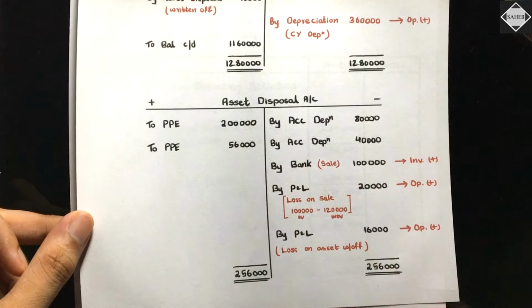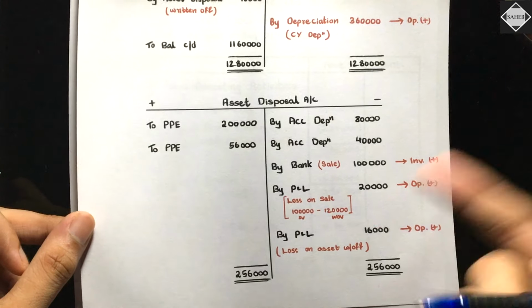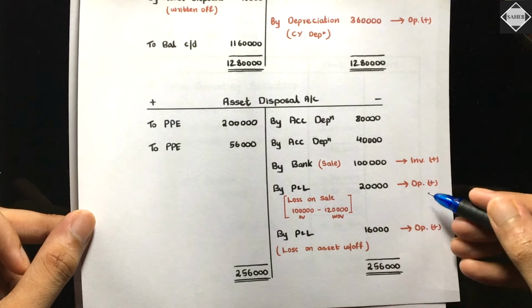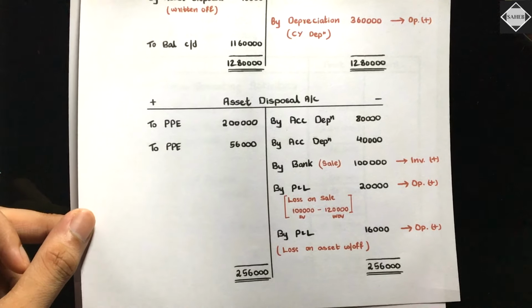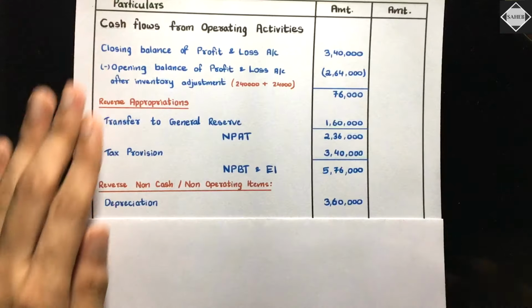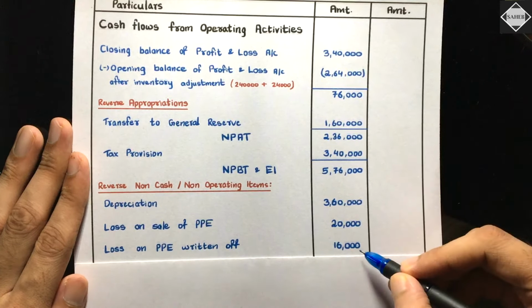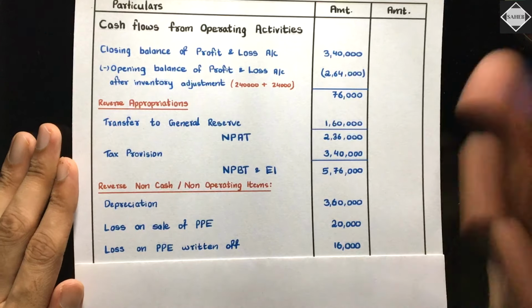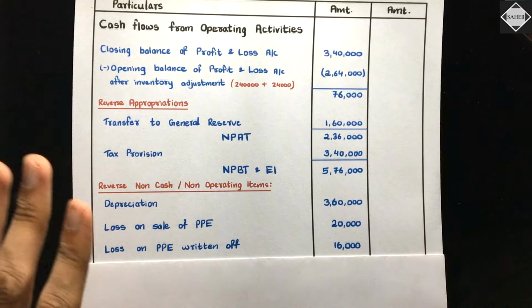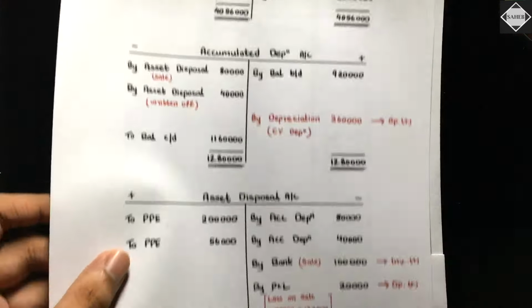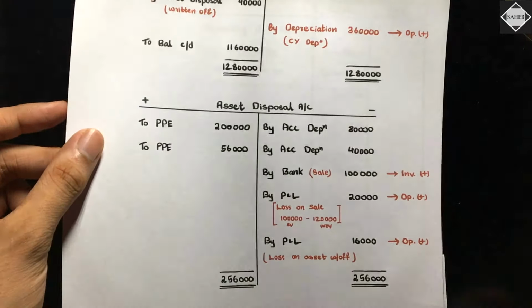They have been debited in P&L. They have been subtracted in P&L. Now what you will do? To reverse, you will add both of these. Operating plus, operating plus. Is it clear? So see here, loss on sale of PP, loss on PP written off, 20,000, 16,000. You will add and reverse them. Fine. Then do we have anything else in asset disposal? No, just these two.